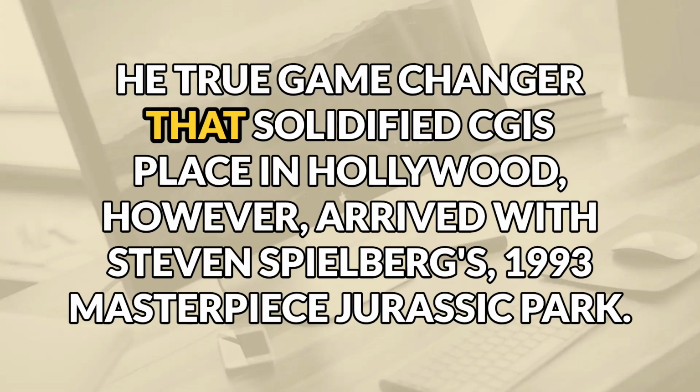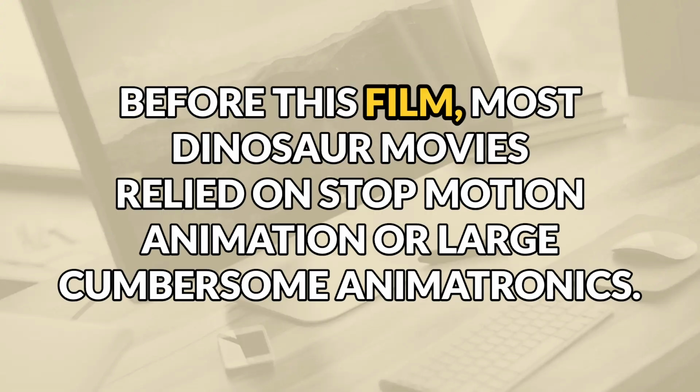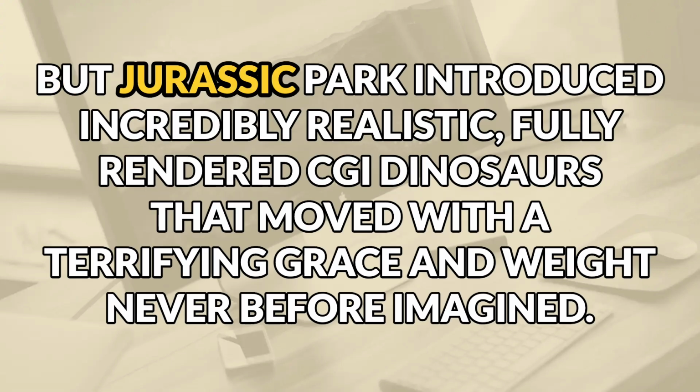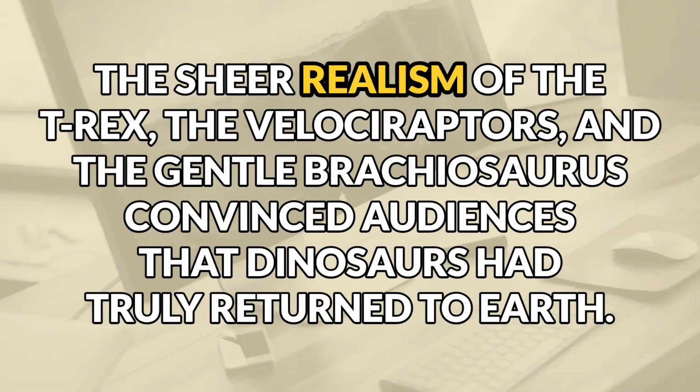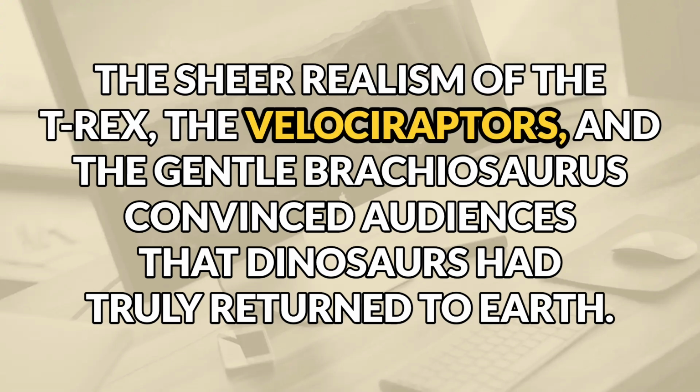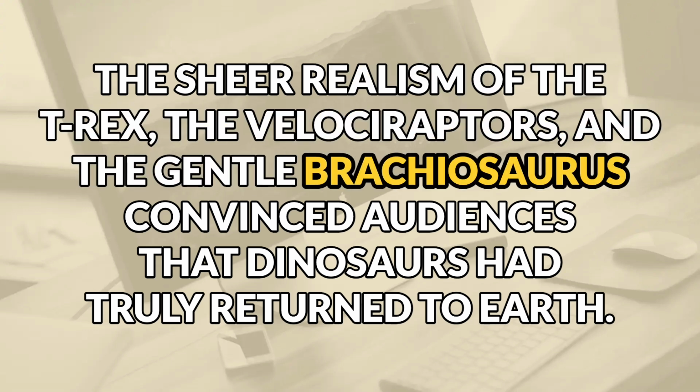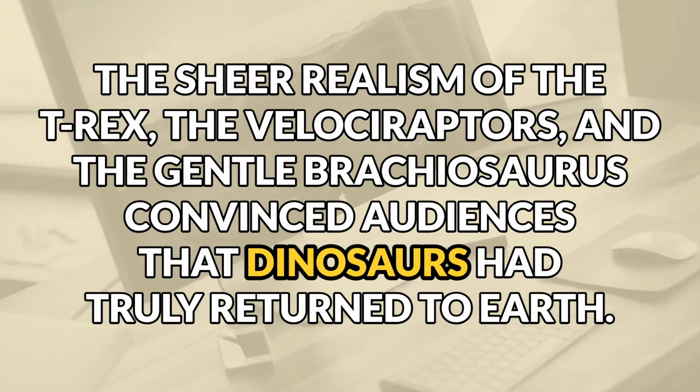A true game-changer that solidified CGI's place in Hollywood, however, arrived with Steven Spielberg's 1993 masterpiece, Jurassic Park. Before this film, most dinosaur movies relied on stop-motion animation or large, cumbersome animatronics. But Jurassic Park introduced incredibly realistic, fully rendered CGI dinosaurs that moved with a terrifying grace and weight never before imagined. The sheer realism of the T-Rex, the velociraptors, and the gentle Brachiosaurus convinced audiences that dinosaurs had truly returned to Earth.